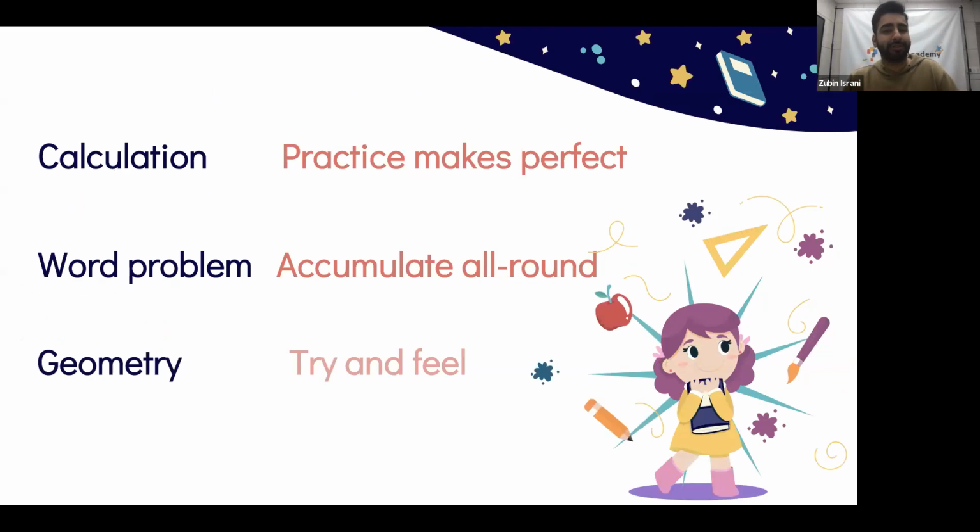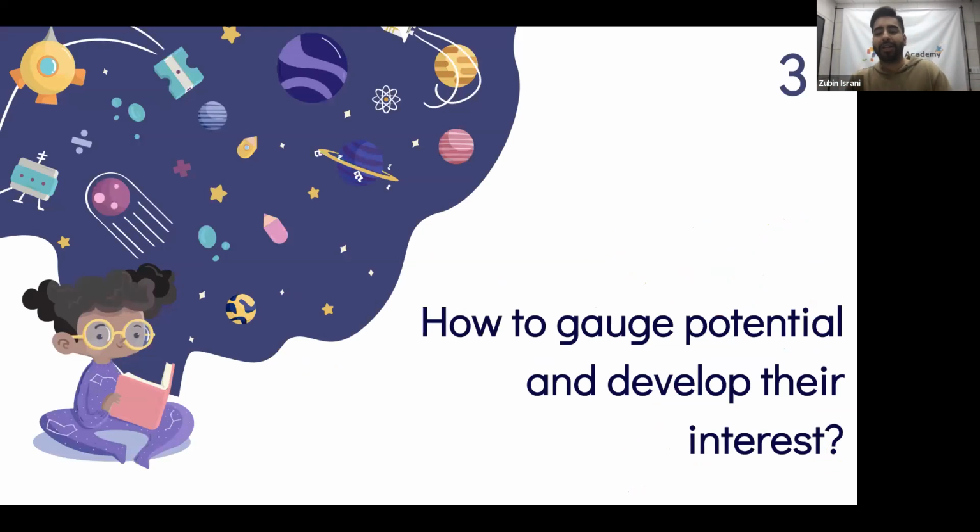So for calculation, practice, practice, practice, but do it in an effective manner and understand which skill level the student is at. We showed you 4 of them. You need to assess which level the child belongs to and practice based on that skill level. For word problems, practice is good, but you need to accumulate all of the different kinds of questions. The 7 categories that I showed you earlier need to be perfected because the questions will come from those. And geometry, you have to get a sense of it. You need to try and feel these objects yourself to develop a good imagination so you can solve those spatial sense questions. And overall, how do we gauge their potential?